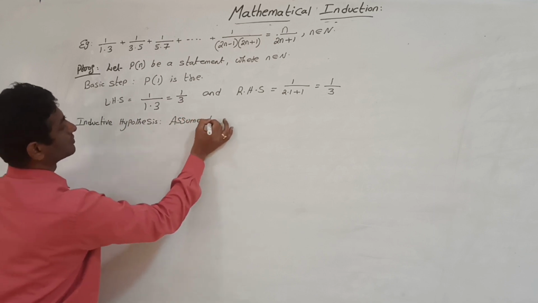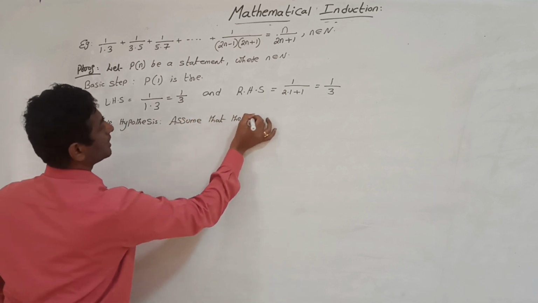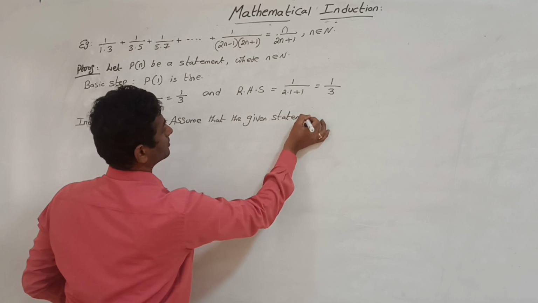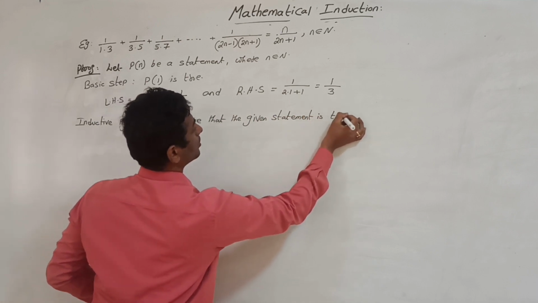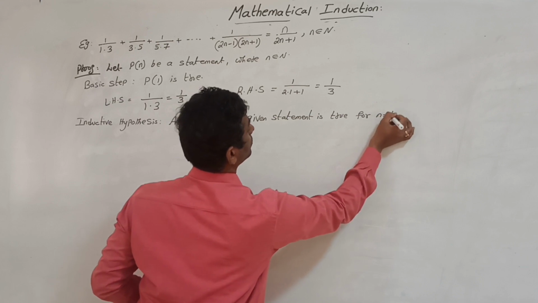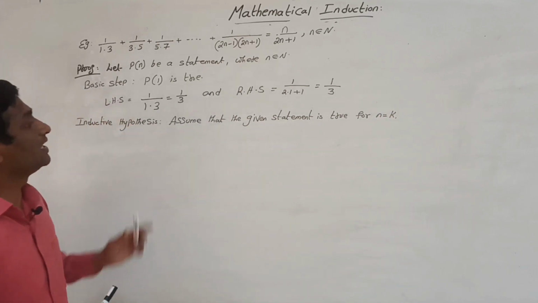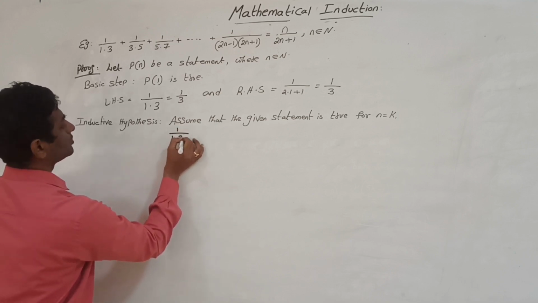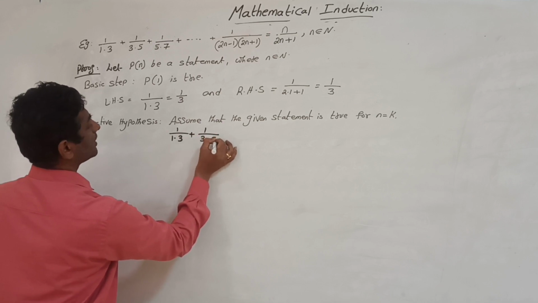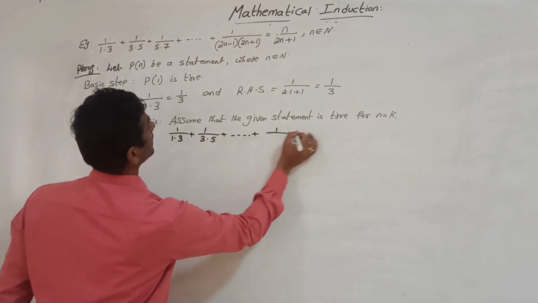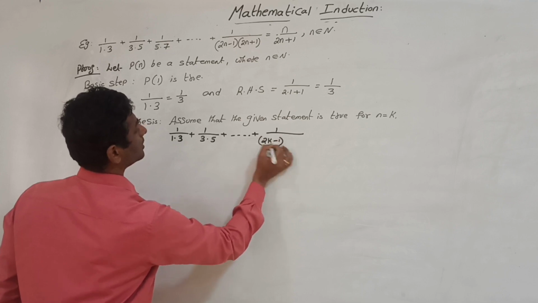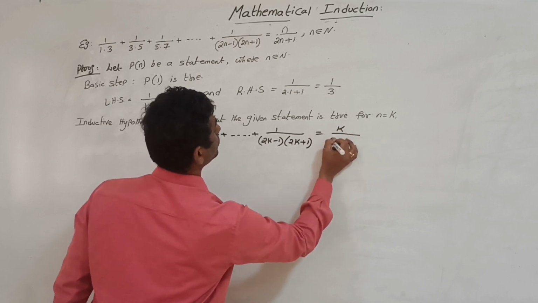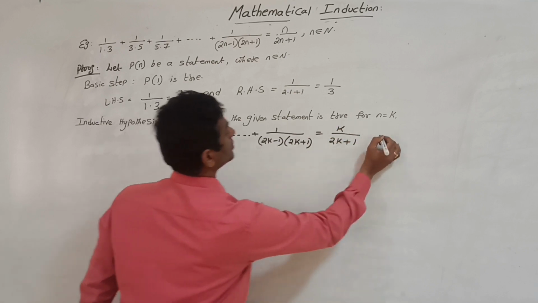Assume that the given statement is true for n is equal to k, meaning the sum of the k terms is true, that is 1 by 1 into 3, 1 by 3 into 5, and so on, plus 1 by (2k minus 1) into (2k plus 1) is equal to k by (2k plus 1). So assume that this is the equation.